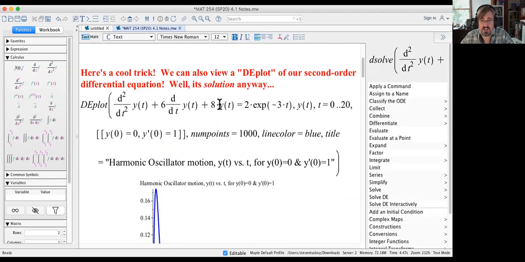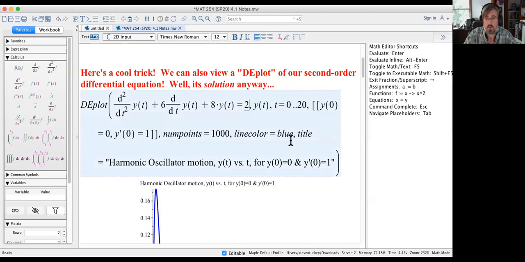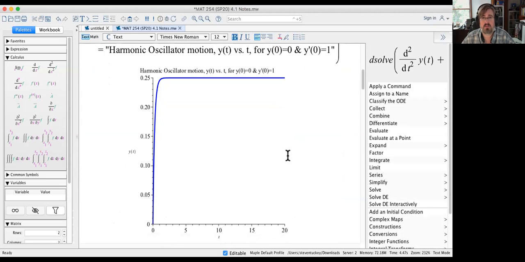What if I changed it and made it, instead of an exponentially decaying forcing function, a constant forcing function? What if it was just equal to 2? We get this. Looks very different. But what do you see happening? Well, there's that initial uptick, but then it just kind of hovers up here.